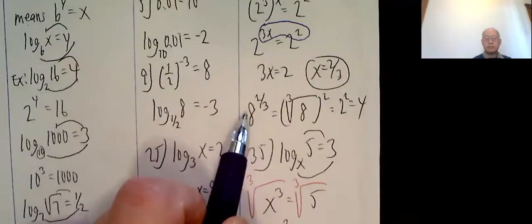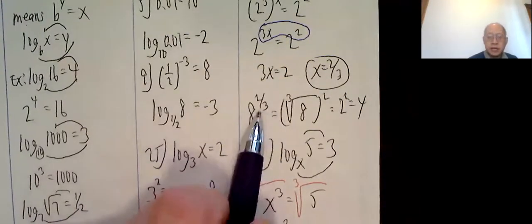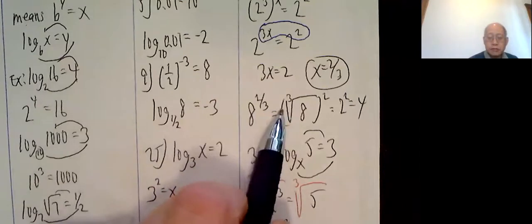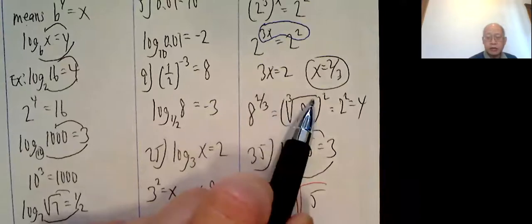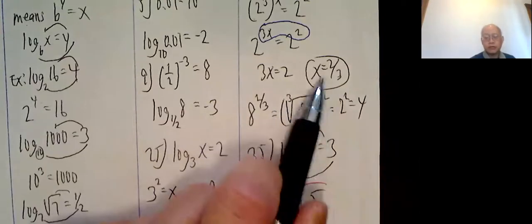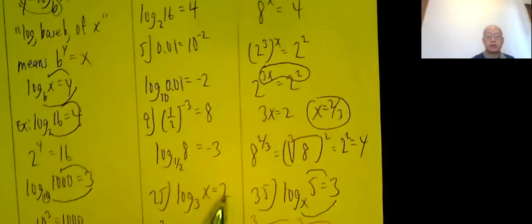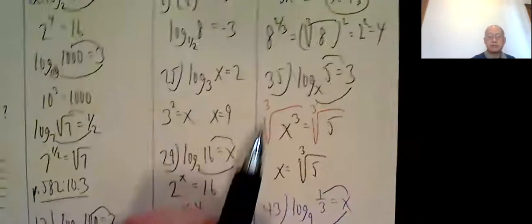And a little double check. 8 to the 2/3 means the cube root of 8. Remember, it's power over root. So third root, cube root of 8, and then you square it. The cube root of 8 is 2, 2 squared is 4. So that double checks with the original problem that this should be 2/3.